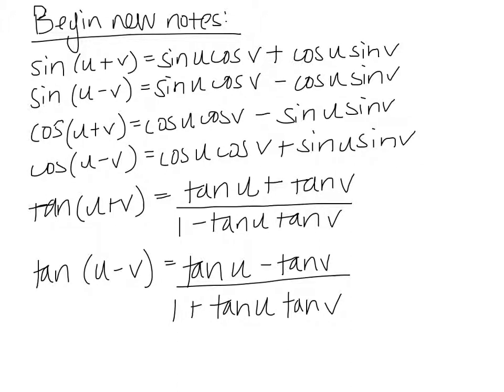Okay guys, you should be writing these 6 trig identities down. These are our sum and difference identities. That's why they all say u plus v or u minus v.